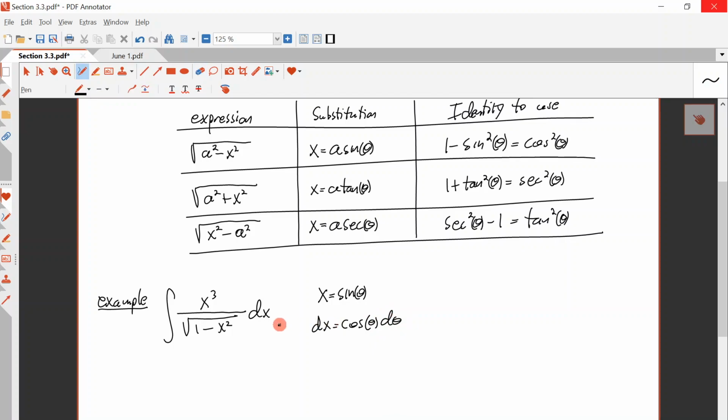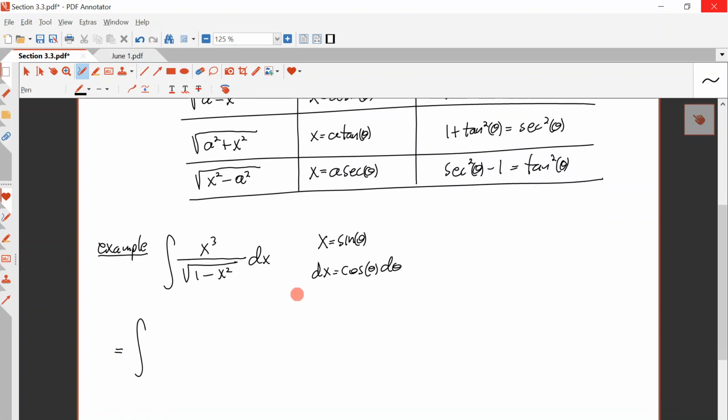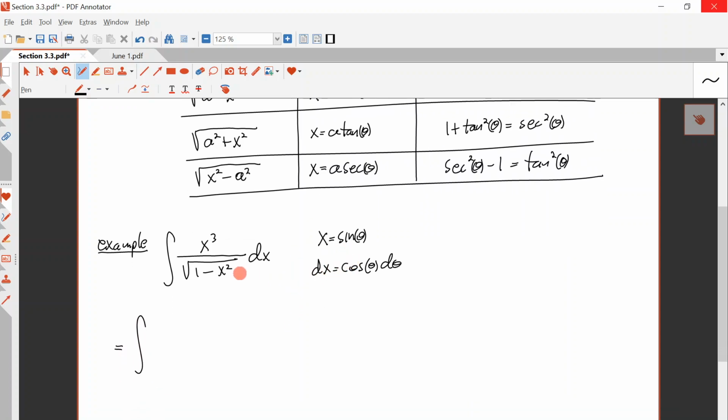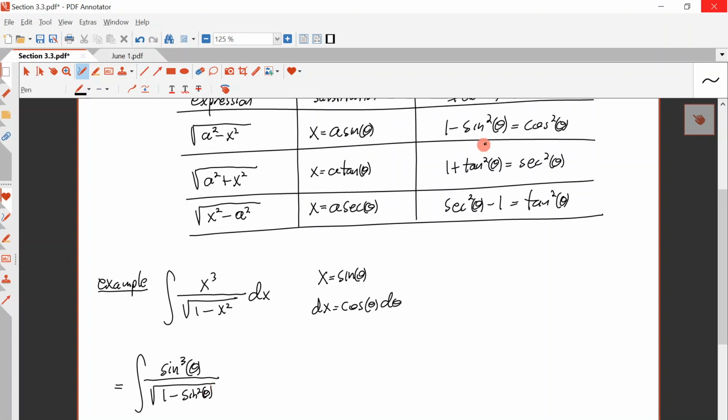So we're going to transform now the antiderivative for x into an antiderivative for theta. So transform all the x's to thetas. So x to the third is sine to the third theta. 1 minus x squared is 1 minus sine squared theta, right? And we're going to use that identity here. 1 minus sine squared is cosine squared. And then the dx is cosine theta d theta.